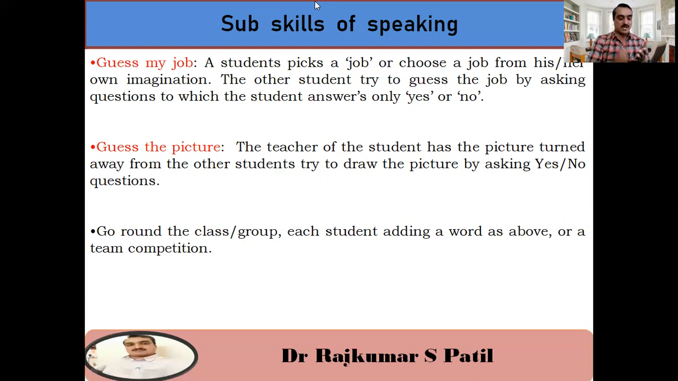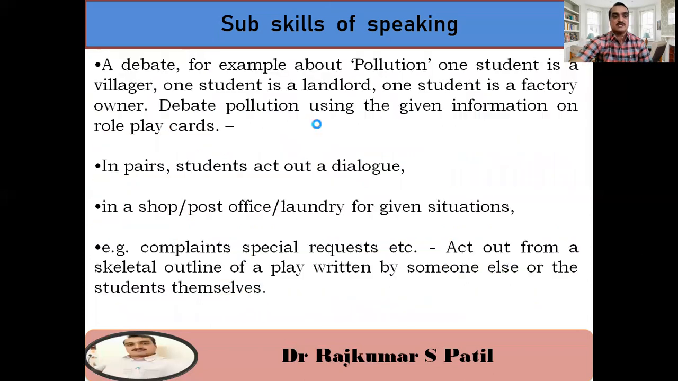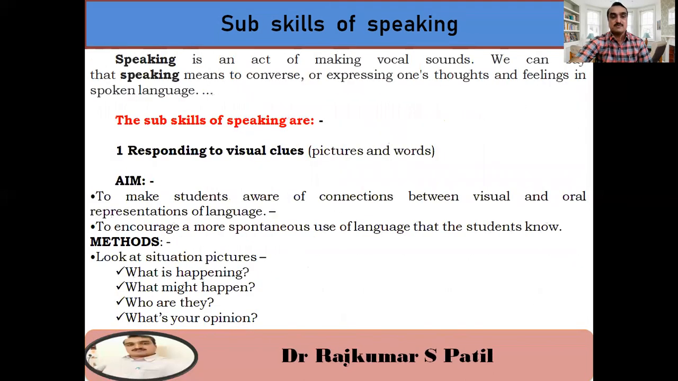So I will say Rama. The next one will say Shama. Rama and Shama. Then the third one will say Mahesha. Rama, Shama, and Mahesha. Next, he will go for the next word. So altogether, like a connection, chaining words. Go around the class or a group, each student adding a word as above, or a team competition can be given. Remembering, recollecting the information. So these aspects are very important as far as sub skills are considered.